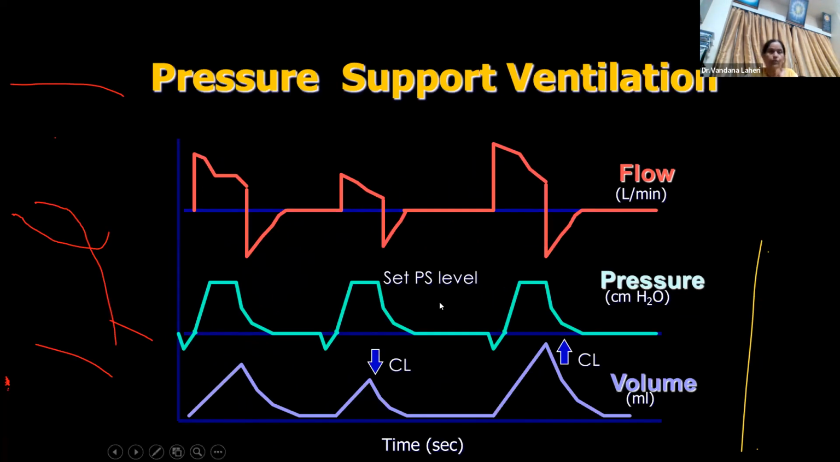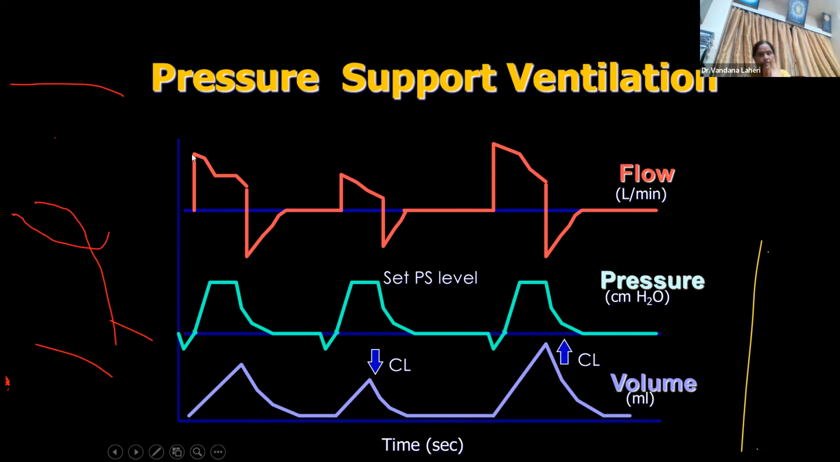These are pressure support ventilation. You can see the set pressure remains the same, but the flow keeps changing. At a set flow, the cycle will get cut off. If the original flow was that much, at 25% of the original flow the cycle gets cut off. Your cycle gets cut off a little lower down because the original flow was less.